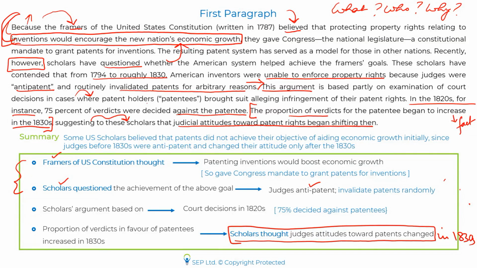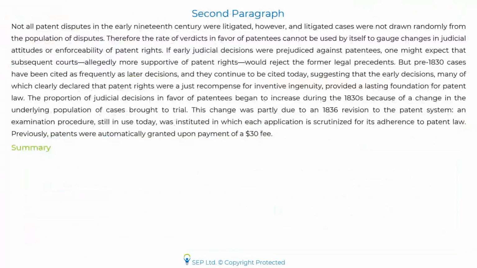Cool. So earlier, the judges were anti-patent according to the scholars, and later on the attitude of the judges began to change. This is what we have understood from this paragraph. Let's see what the author says. So far, nowhere do we have the author's opinion, mind it. If you notice, scholars, framers, scholars, okay? Nowhere do we have the author's opinion in the first paragraph. Not all patent disputes in the early centuries were litigated, however.